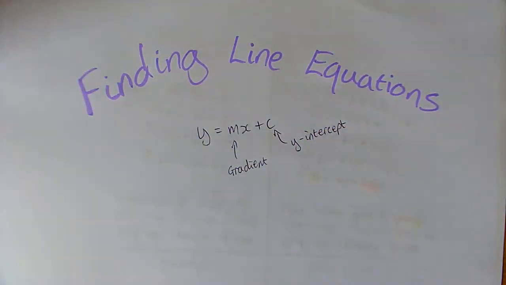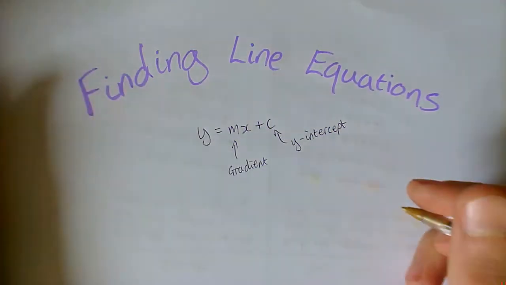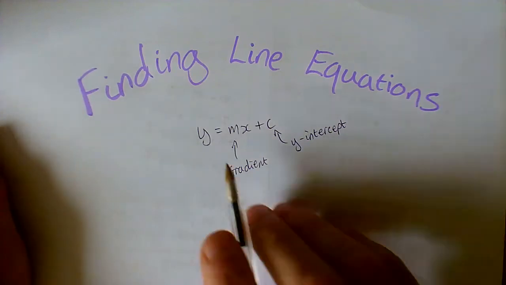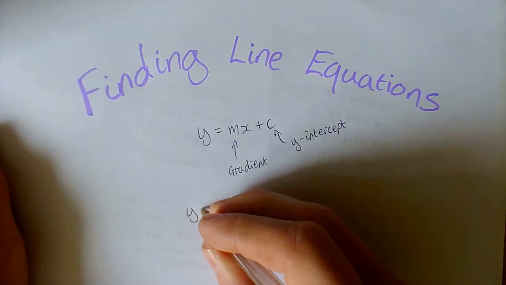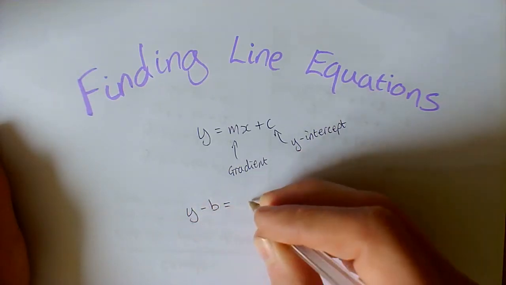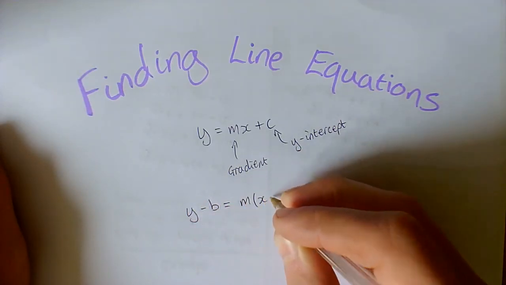Now, today, we're going to be getting information about line equations in various different formats. And the first one we're going to look at is where we're given a gradient and a point, but that point is not the y-intercept. And we're going to need a slightly new version of this equation to deal with that, which is y minus b equals m lots of x minus a.